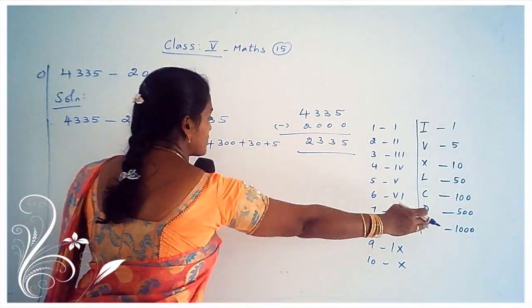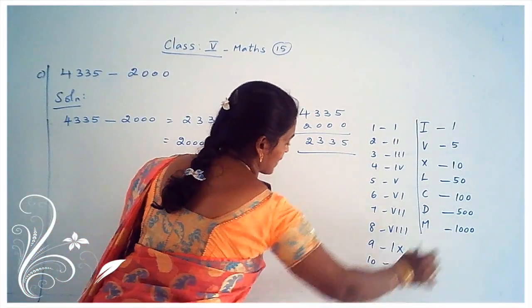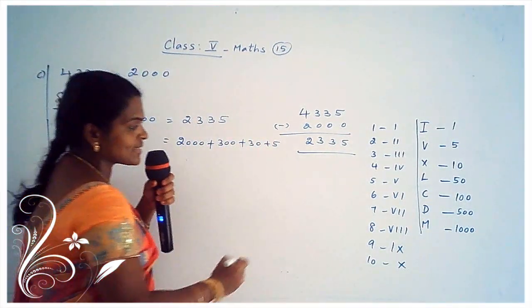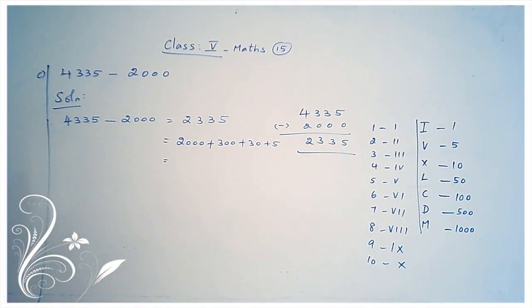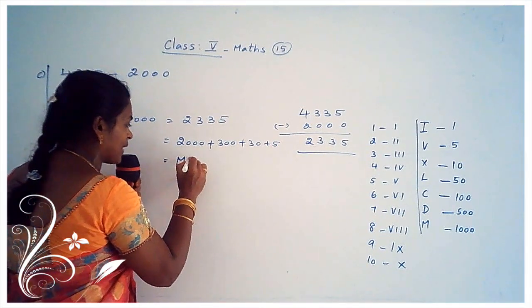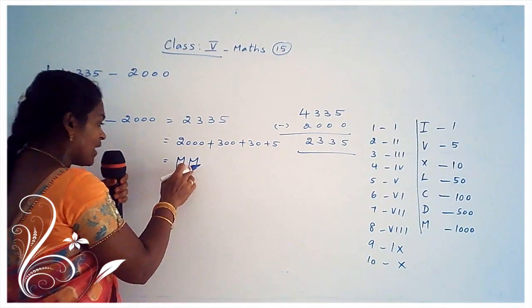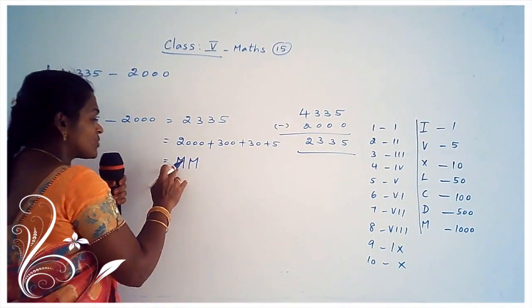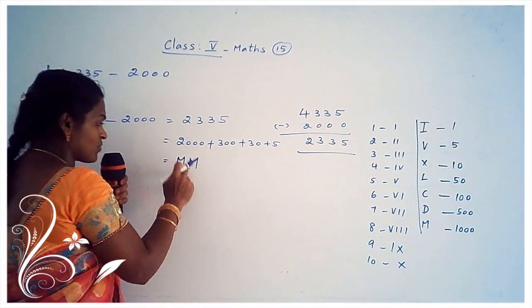Here M stands for thousands. Yes, children. Here M stands for 1,000. So 2,000 means 2 times M. Okay. Here M plus M, that is 1,000 plus 1,000 is equal to 2,000. So that's why M 2 times will come. Okay. M, M means 2,000. M stands for 1,000, again one more M is there. So 1,000 plus 1,000 is equal to 2,000. Okay. So 2,000 is over.